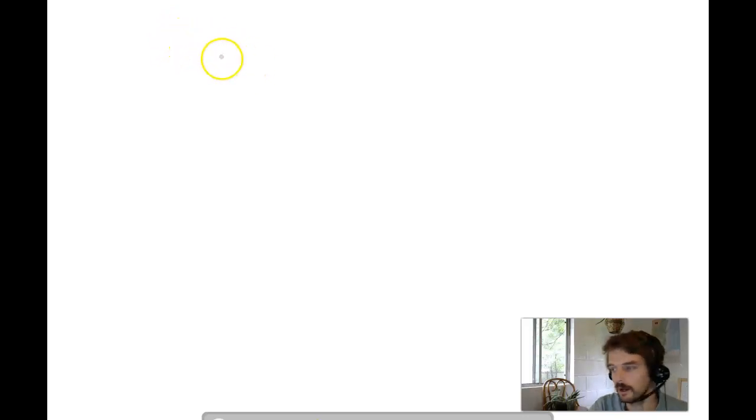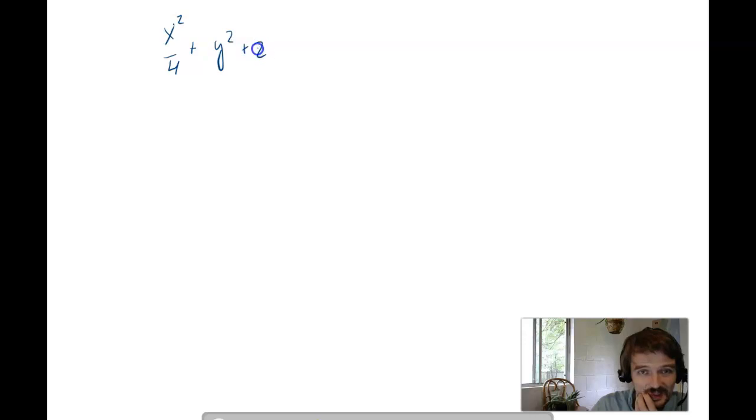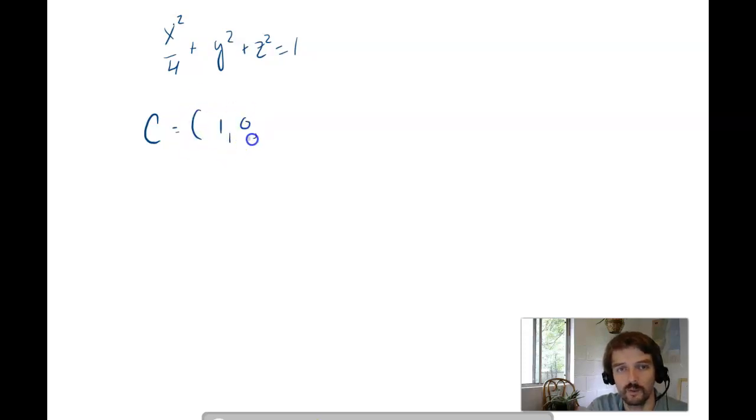So we had an ellipsoid that we graphed, and it was given as x squared divided by 4 plus y squared plus z squared is equal to 1. And in class we saw that we picked a point. For us it was C, and that point was at x equals 1, y equals 0, z equals root 3 over 2. And we wanted to know the tangent plane at this point.